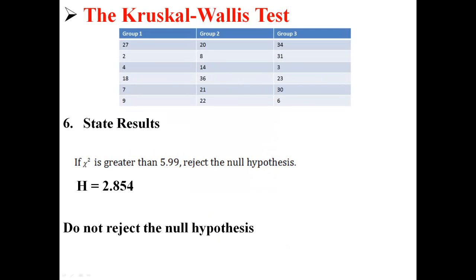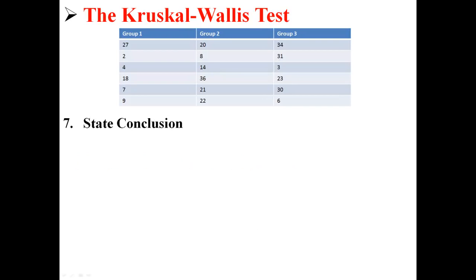So now we can move on to our results. Remember, our decision rule was if our chi-square value was greater than 5.99, we were going to reject the null hypothesis. In this case, our value is 2.854. Because it's not greater than 5.99, we do not reject the null hypothesis.